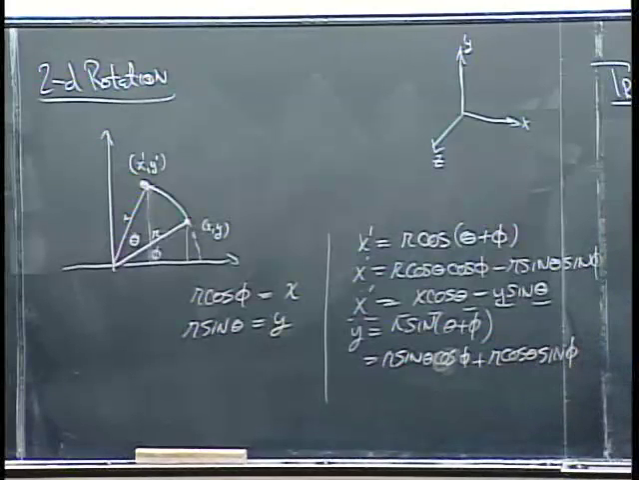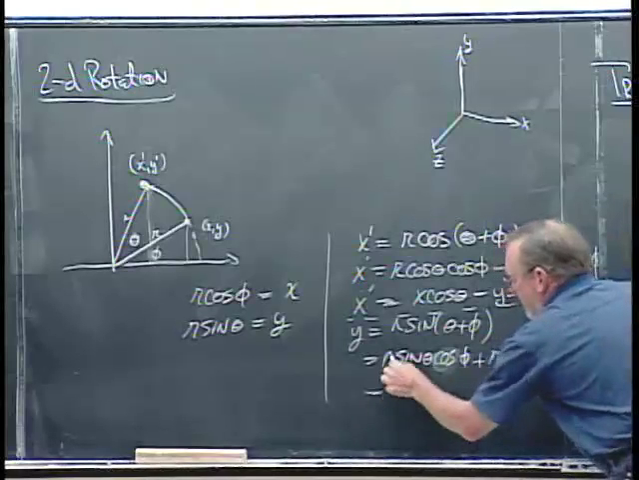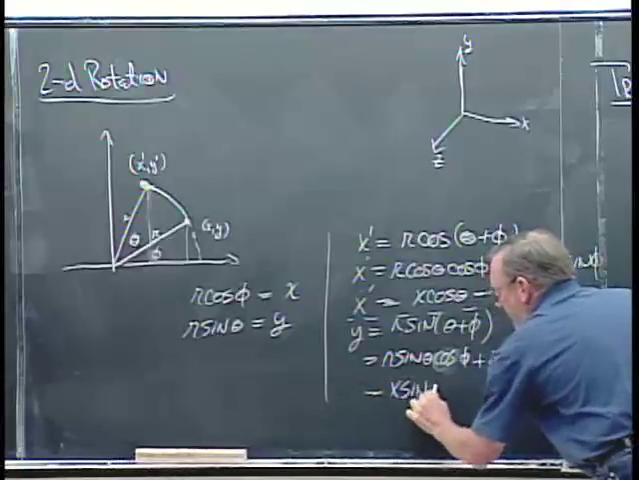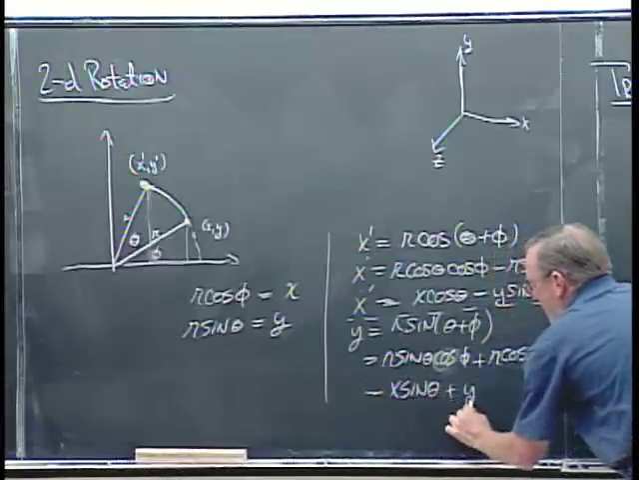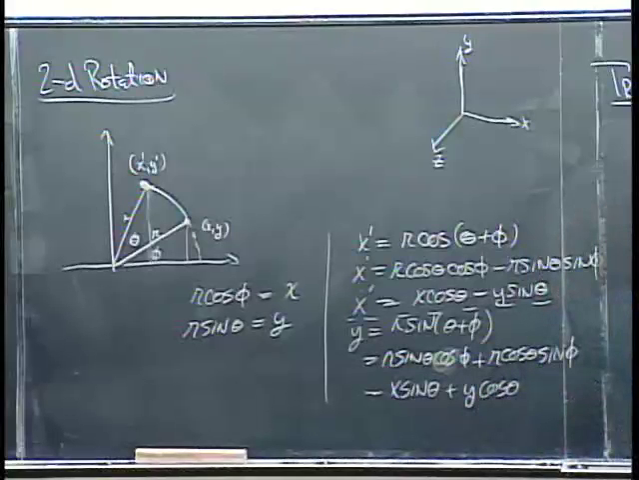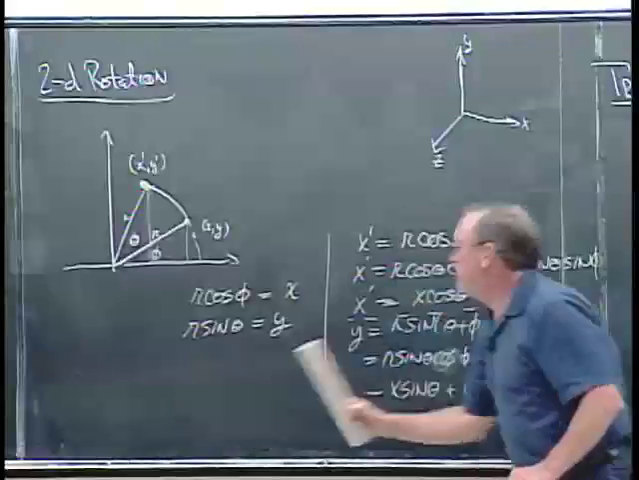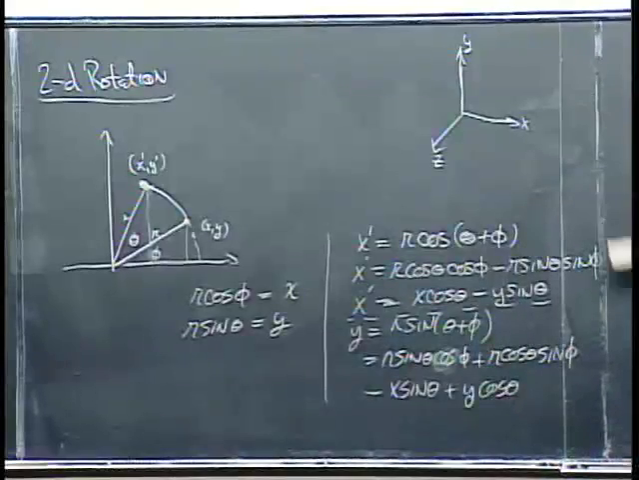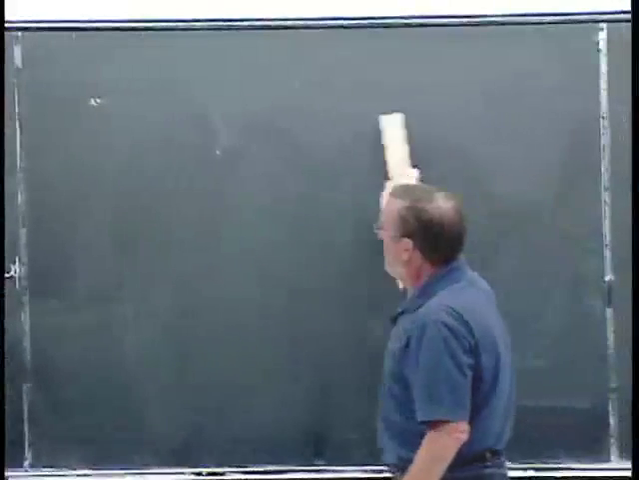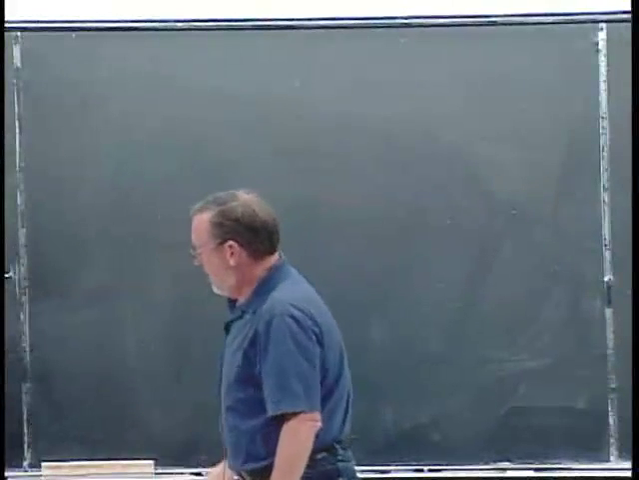Is that right? I think so. And looking at this, I get x sine theta plus y cosine theta. Okay? And now what I have to do is write down the matrix.